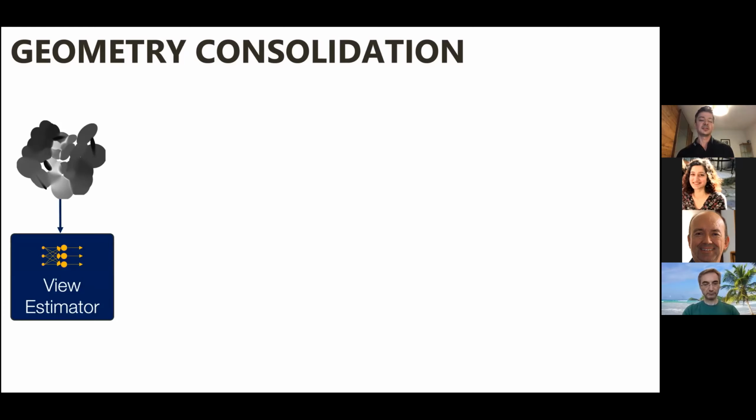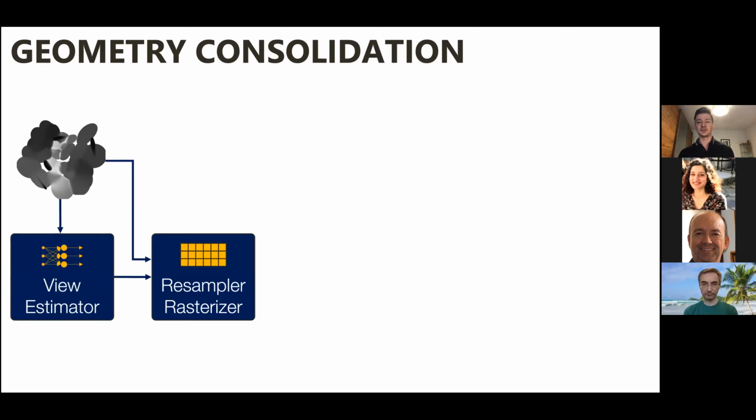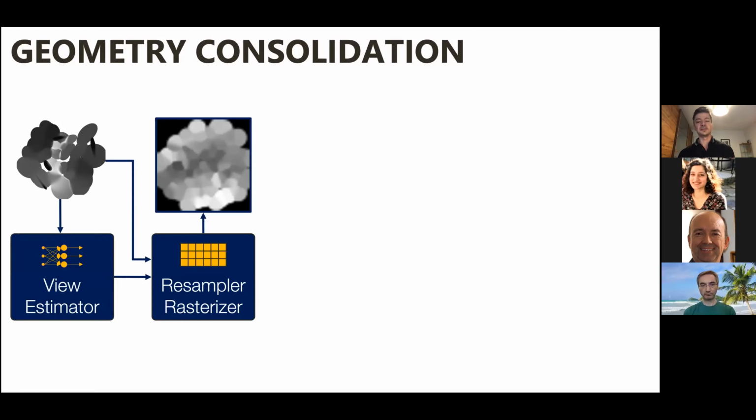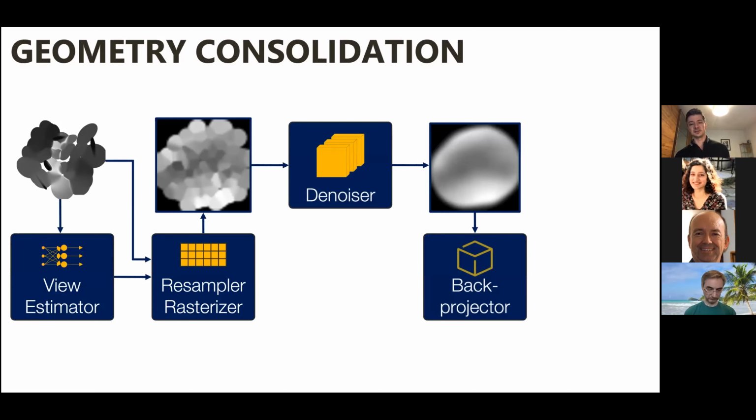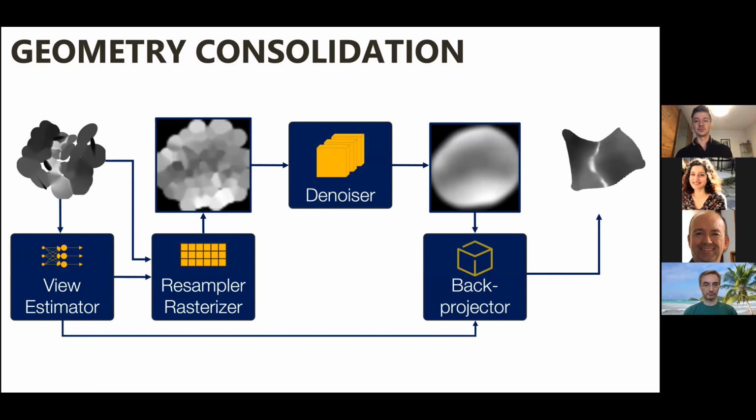And then you can input this view, the estimated view, and the point cloud into a differentiable renderer again. In this case, we just use a super simple resample rasterizer. And then you get some form of depth map out. Then what you can do is apply some algorithm, for example, a denoiser on this image. And then you can back project this image to 3D by using the estimated view, and you get your output surface patch. So this is the whole idea of geometry processing for machine perception.